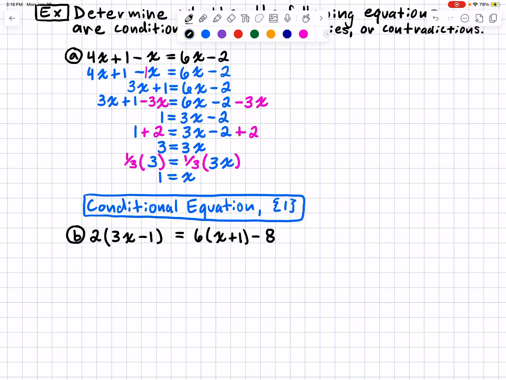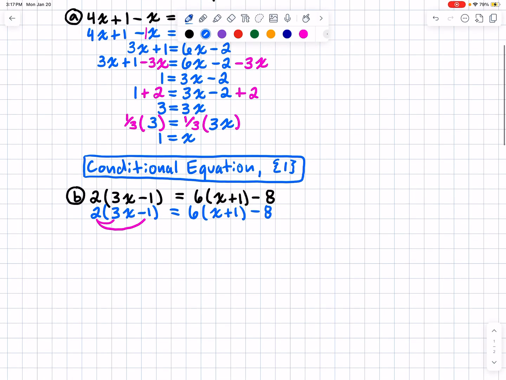All right. Again, the first step is just to rewrite the problem. So I'm going to go 2 times 3x minus 1 equals 6 times x plus 1 minus 8. So our first step will be to distribute. So I'm going to want to distribute my 2 to this 3 here, and I'm also going to want to distribute my 2 to this negative 1. So I'm going to want to distribute, again, 2 to the 3x, 2 to the negative 1.